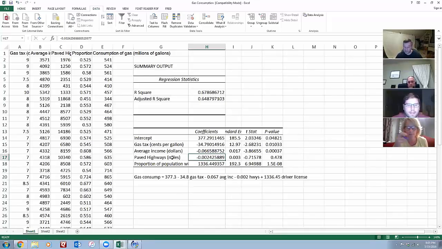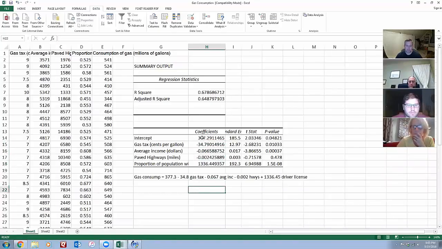So the more highways there are, then maybe it reduces your gas consumption because you don't have to stop as much. So again, I wouldn't necessarily have presumed that the coefficient on paved highways was going to be negative, but I could explain it away if I had to. One thing to look at is the signs of these coefficients, whether those make sense.